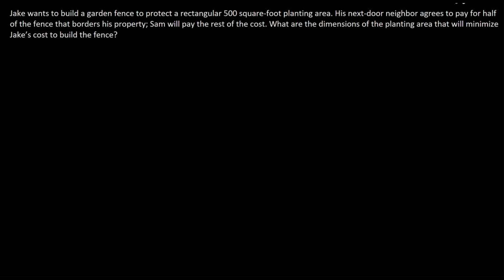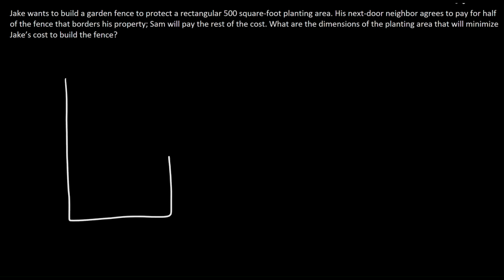Jake wants to build a garden fence to protect the rectangular 500 square foot planting area. His next door neighbor agrees to pay for half of the fence that borders his property. Jake will pay the rest of the cost. What are the dimensions of the planting area that will minimize Jake's cost to build the fence?